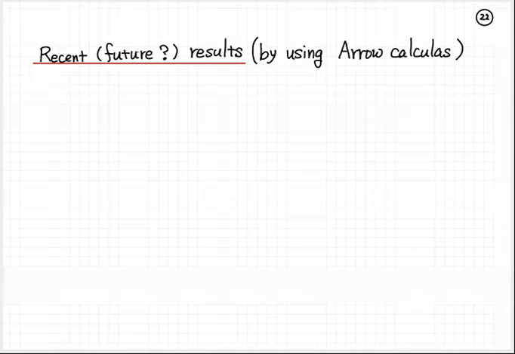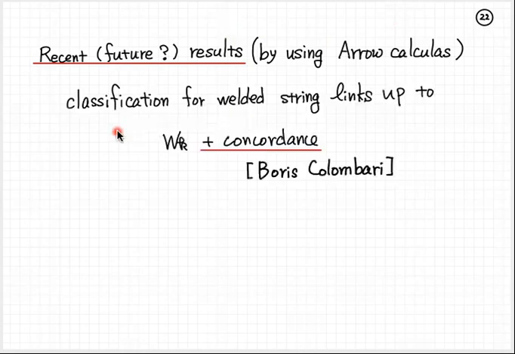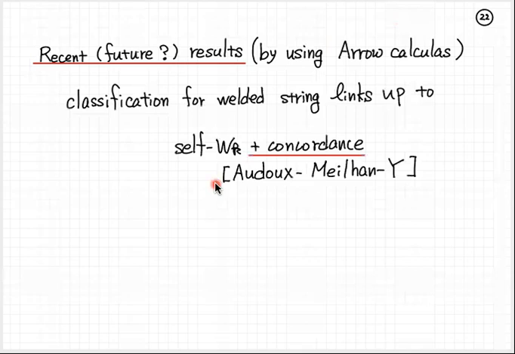Now we conclude with an advertisement of our arrow calculus. Recently there is a classification of welded string links up to WK equivalence and concordance given by Boris Colombari, who is a graduate student of Benjamin Audoux. And also a classification up to self WK equivalence and concordance given by Benjamin Audoux, Jean-Baptiste Meilhan, and myself.